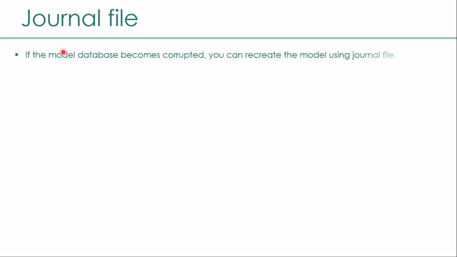The next file we have is the journal file. Journal file is important because you can recreate your model whenever your model database becomes corrupted. Whenever you are doing any action, that action is recorded in the replay file, but that doesn't happen with the journal file.